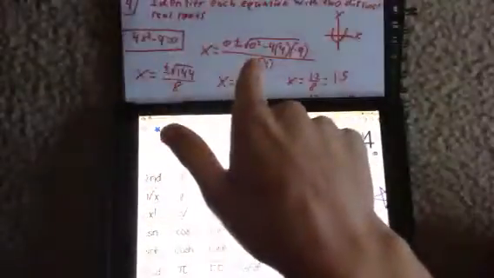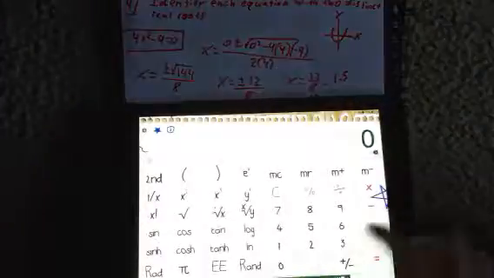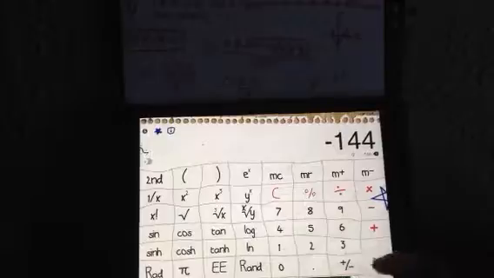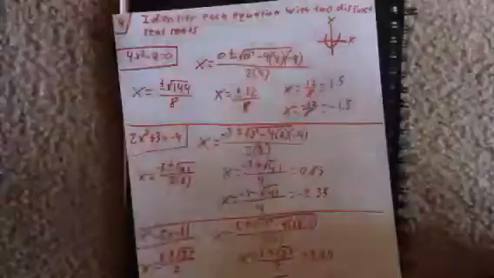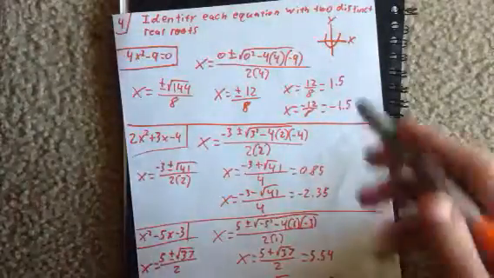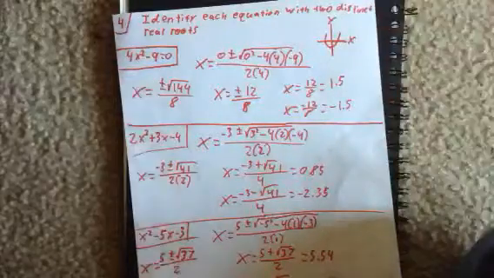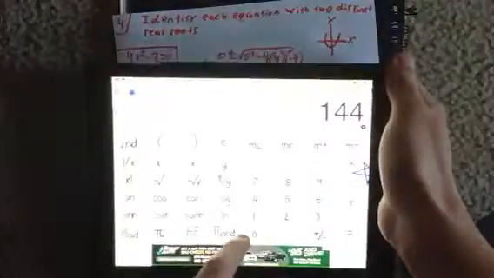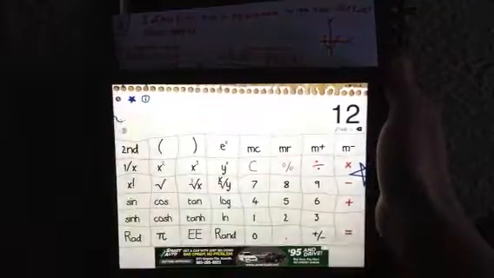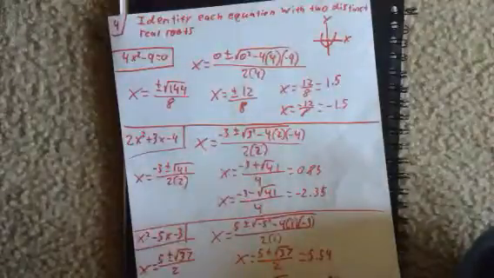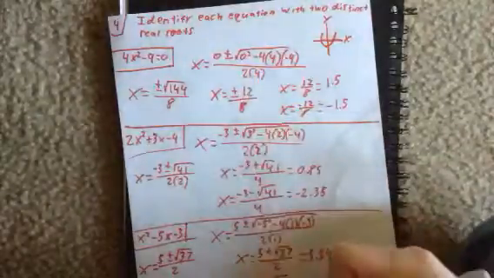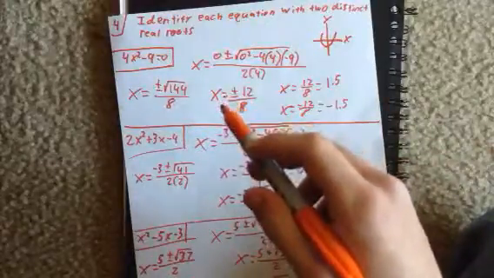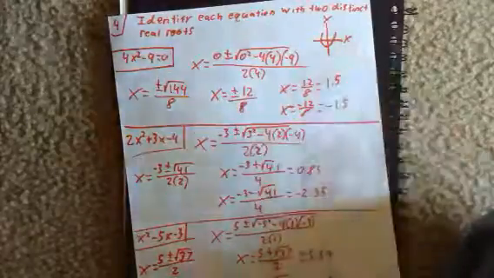But we can't ignore that 0. So 0 minus negative 144 equals, it's plain old 144. And now the square root of 144 is 12. And 2 times 4 equals 8. So our simplified equation is x equals plus minus 12 over 8.